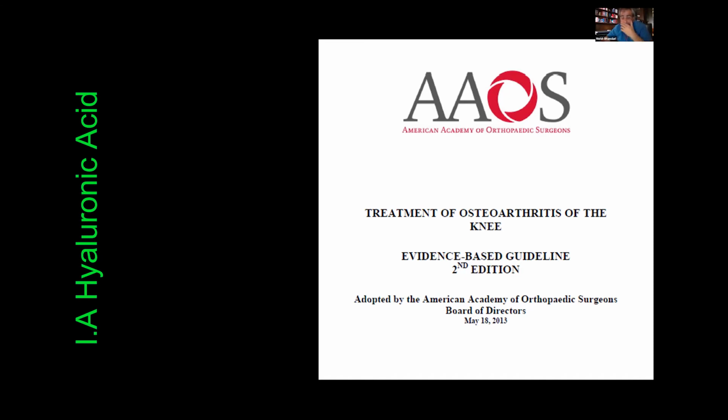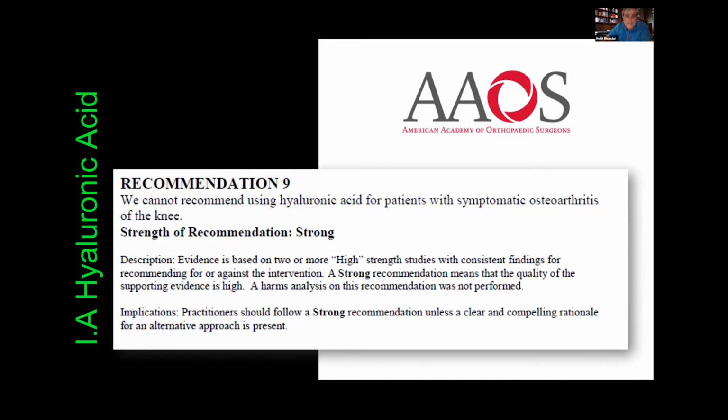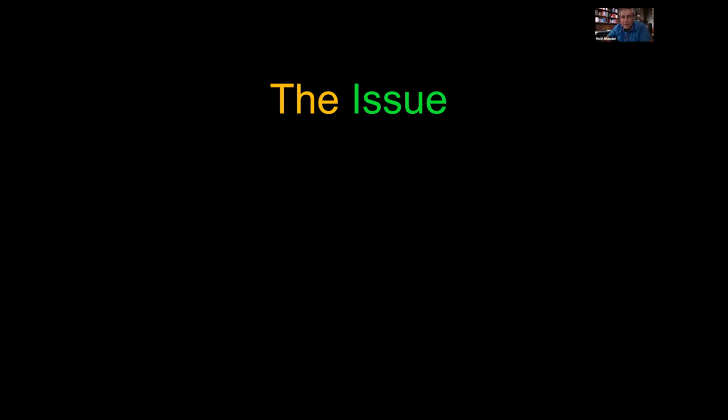But this is what happened. In 2013, the year after, the American Academy comes out with their document, and in their ninth recommendation they say, we cannot recommend using hyaluronic acid for patients with symptomatic osteoarthritis of the knee. It was a fairly strong recommendation, and they used that as their basis for calling it strong. Now, here was the issue.